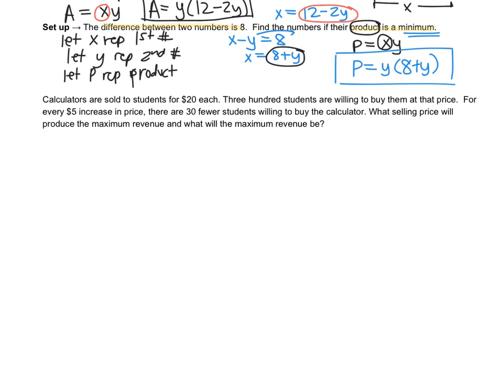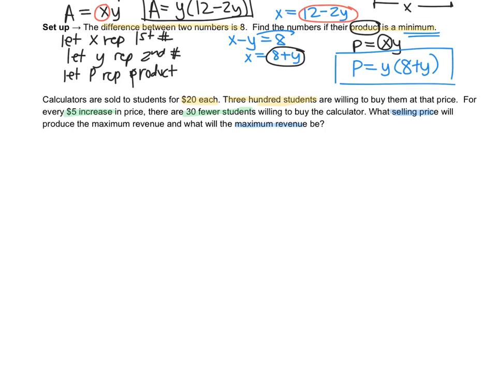Let's try our last example, which is a revenue example, and this is very common. So, calculators are sold to students for $20 each. 300 students are willing to buy them at that price. For every $5 increase in price, there are 30 fewer students willing to buy the calculator. What selling price will produce the maximum revenue, and what will the maximum revenue be? So I need to know the selling price, and I need to know what that maximum revenue is.